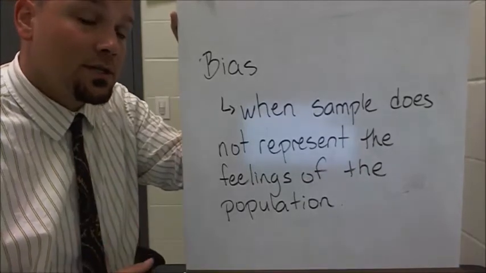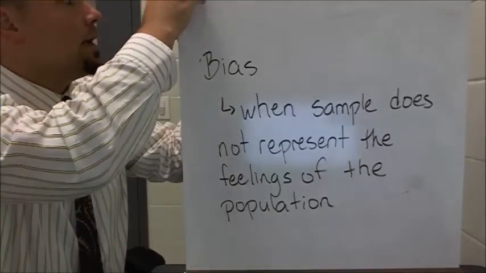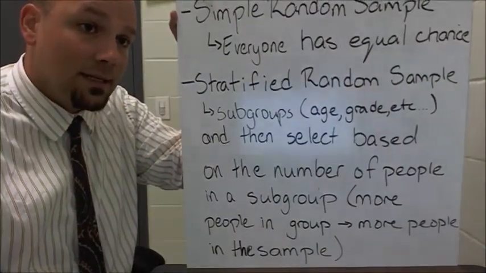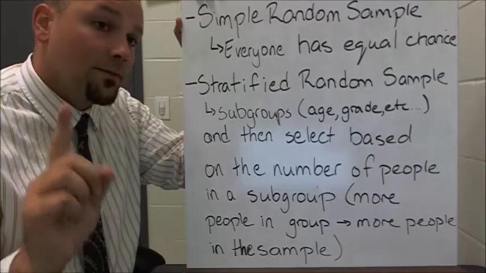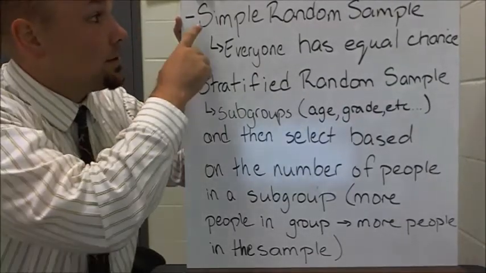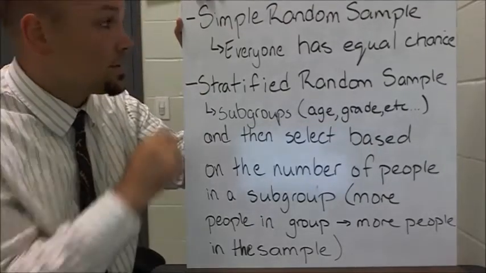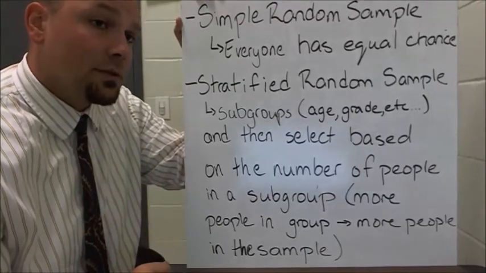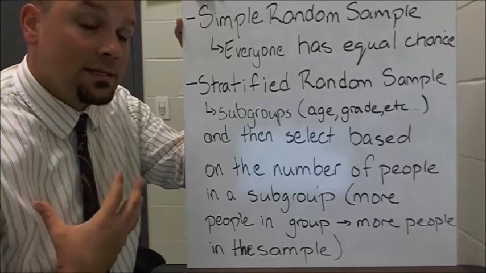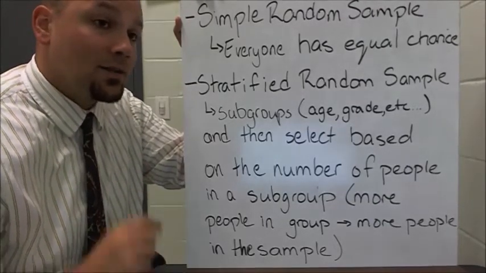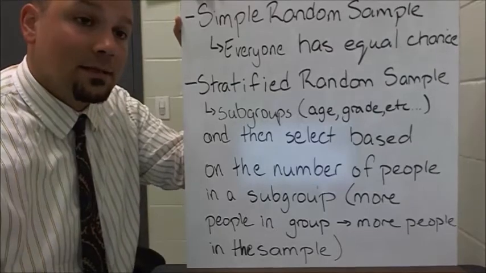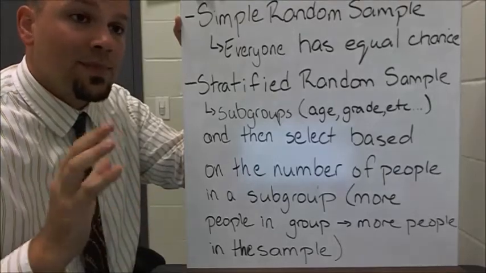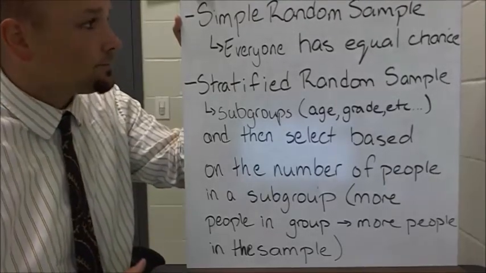To make sure that our questions and our groups don't have bias, we have to be careful about the sampling technique that we choose. The first sampling technique is called a simple random sample. In a simple random sample, everyone has an equal chance to get chosen. So at Castlebrook, a simple random sample would be that I just walk around the hallways and randomly pick kids to ask questions. I'd say, okay, you're in my sample, you're in my sample, you're in my sample, and that's it. That's a simple random sample.